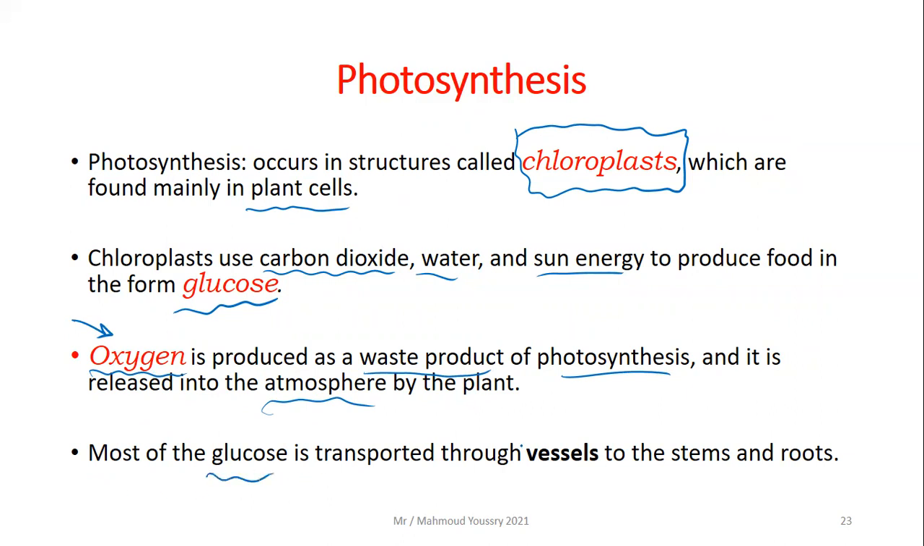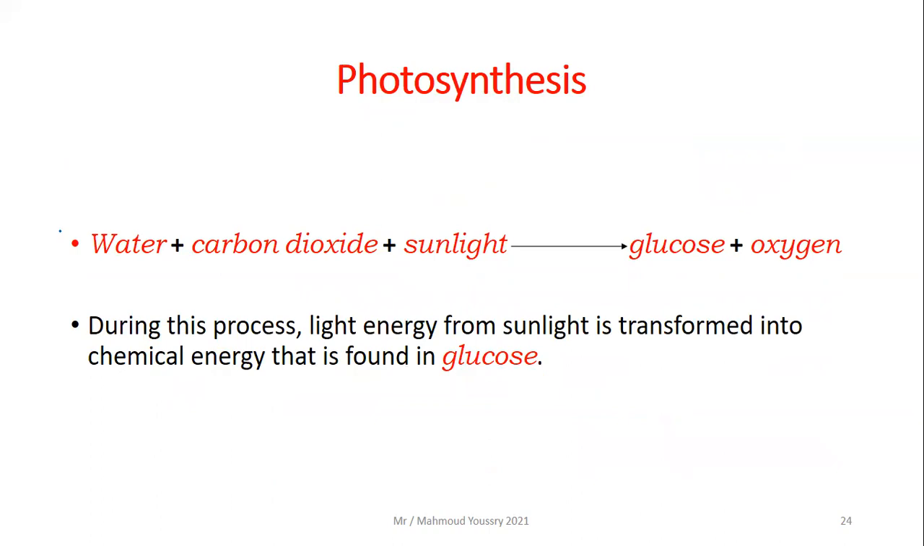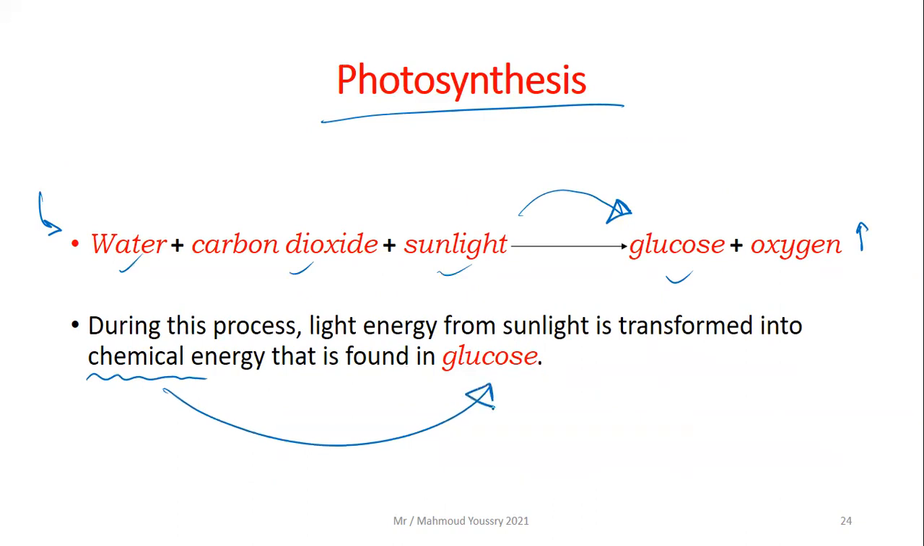Most of the glucose is transported through the vessels to the stems and roots. Remember these vessels, for sugar or glucose, it is phloem. This is very important. Okay, this is an equation about photosynthesis. It says the water, carbon dioxide, and the sunlight, then by the process of photosynthesis, it gives glucose and oxygen. During this process, light energy from sunlight is transformed into chemical energy that is found in the glucose. This is very important part.